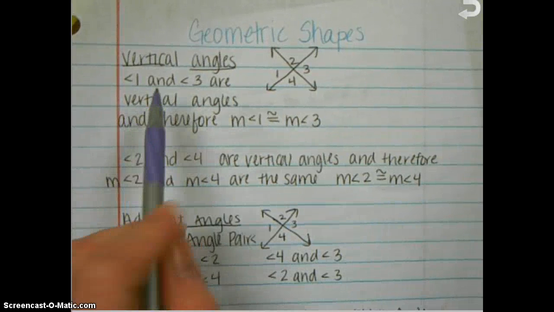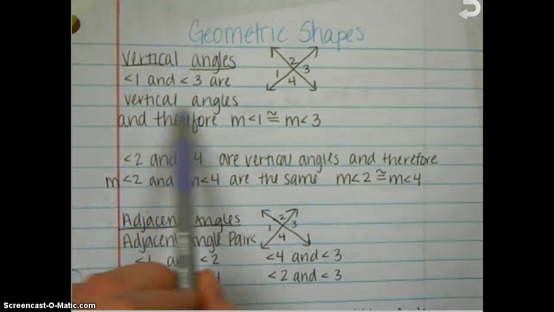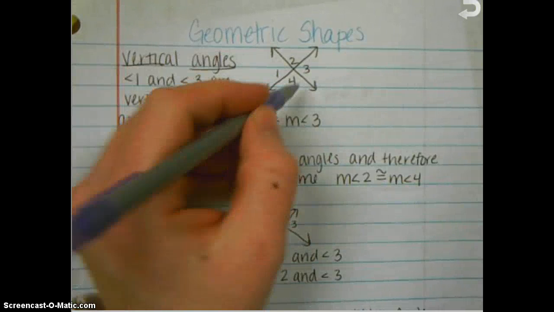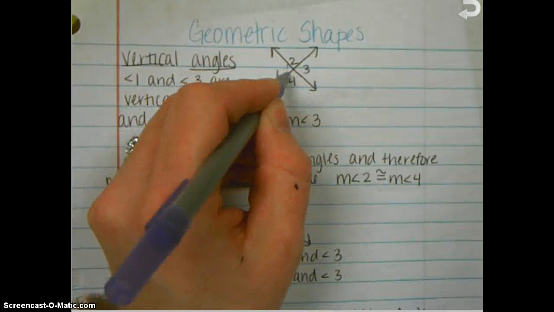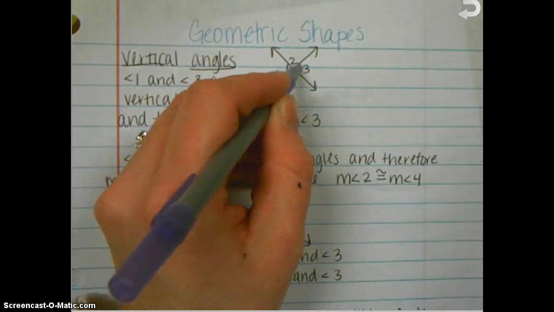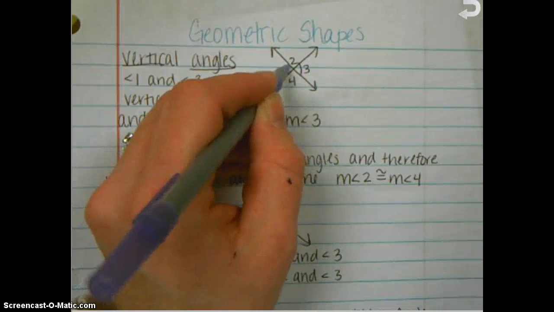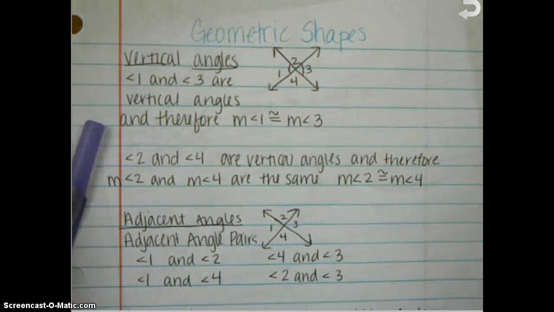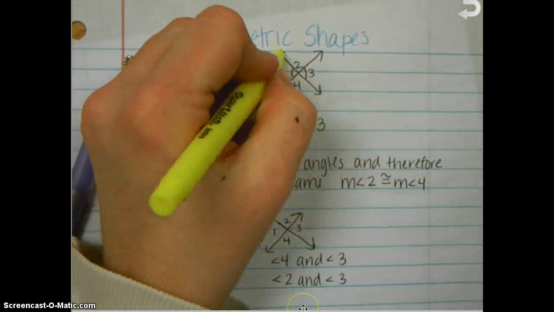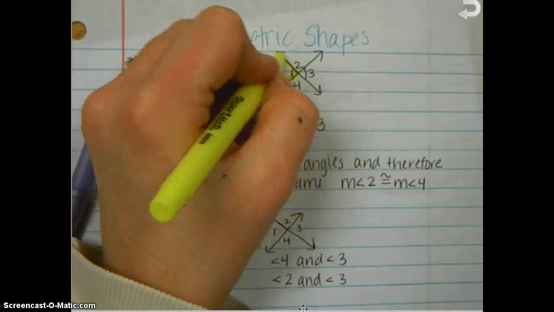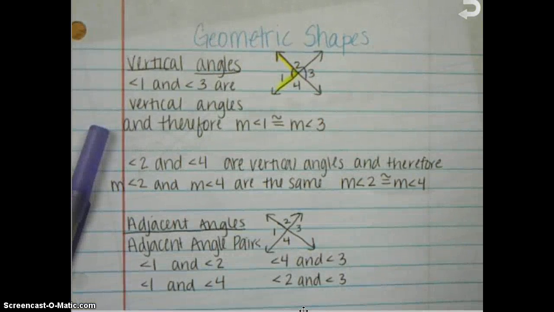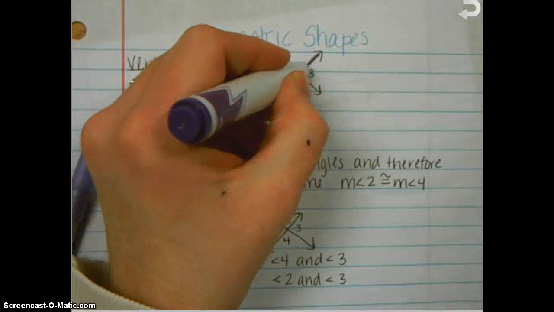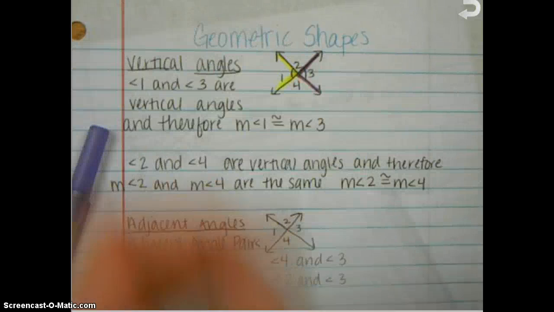Vertical angles, it says angle 1 and angle 3 are vertical angles. So if you look at angle 1, here's angle 1 right here, and if you look at angle 3, they are vertical angles. And basically, vertical angles are going to be the angles that make a V together. So for example, this would be angle 1, and you see how it kind of makes a V. And then this would be angle 3, and it also makes a V.